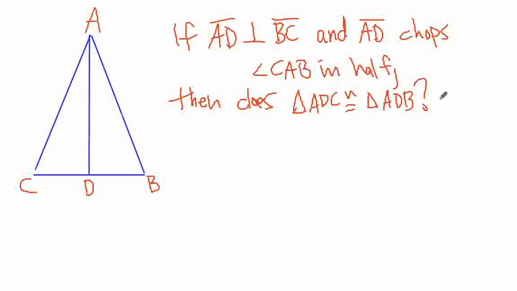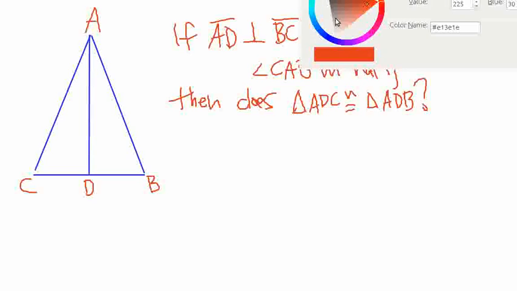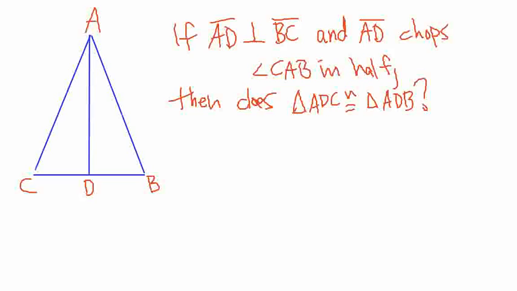So let's use what we know to get what we want. We know that AD is perpendicular to BC, so that means that it forms a right angle on both sides. Can you see that both triangles have a corresponding angle that's congruent? So that's our A situation. Now they also share a common side. They share AD. So that's going to be our S.